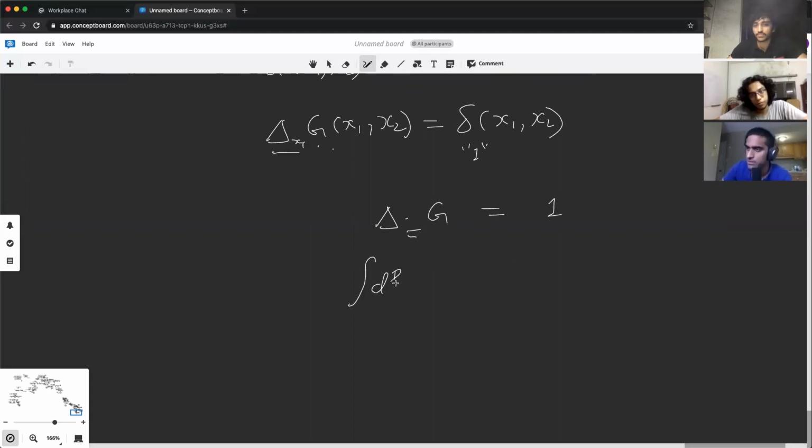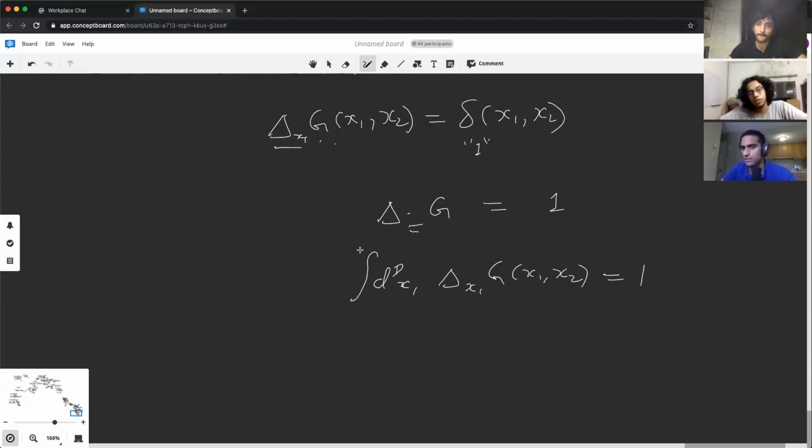So I want to do the integral dx1. It doesn't matter if it's 1 or 2. And then I want to take the operator at x1, G of x1, x2, and I want this to be 1, the number 1. And that's why the delta function would come in. This is like the unintegrated version of this equation.